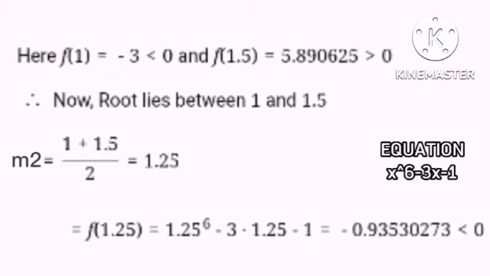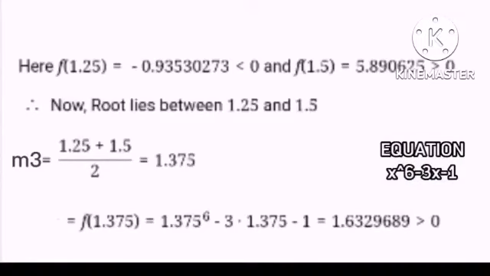As you can see in our bottom part, as I already evaluated the equation, we have the result, which is negative 0.93530273, which is less than 0. For our third approximation, now our root lies between 1.25 and 1.5. So our m sub 3 equals 1.25 plus 1.5 all over 2, which is equal to 1.375.